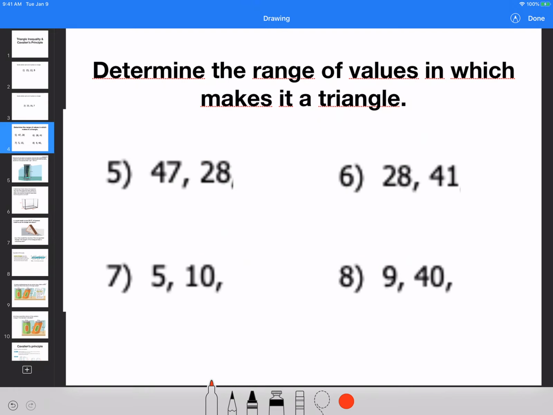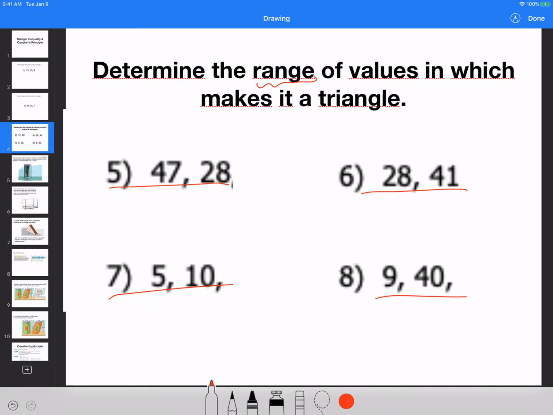Now, for the last part for today, because this topic is relatively short, determine the range of values in which it makes it a triangle. In these questions, you will always have these two values, and they're going to ask you for a range of something. Well, a range is lowest to highest; they give you an interval.